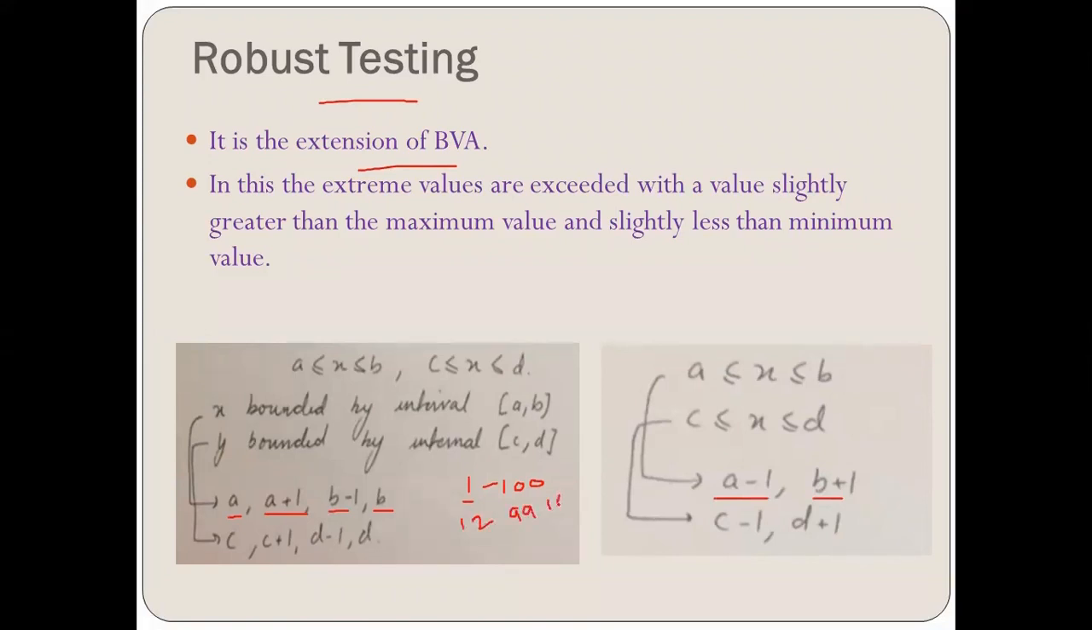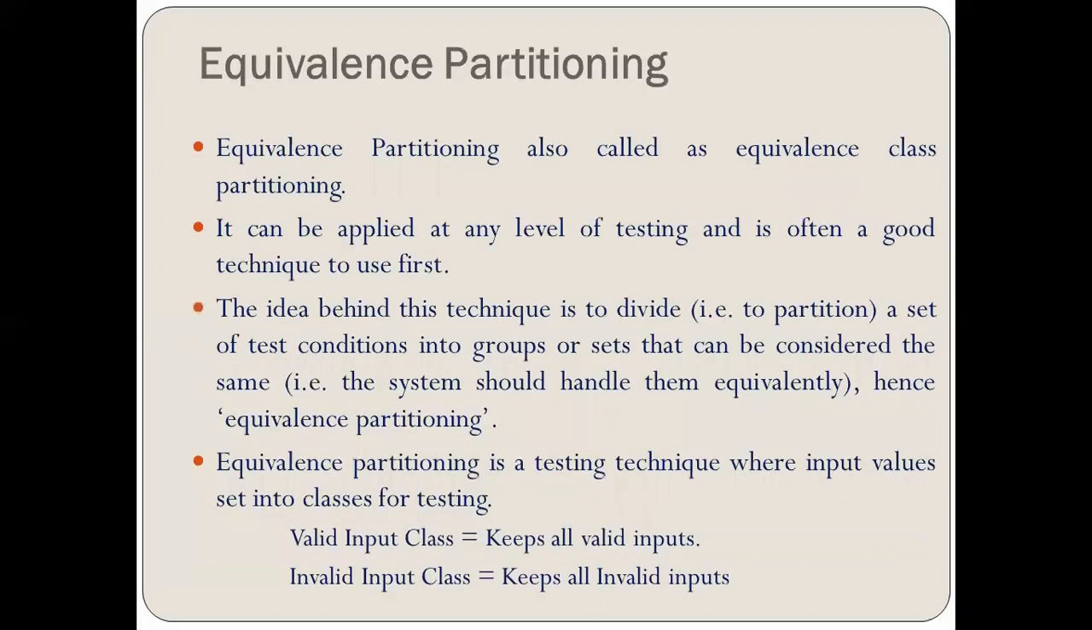But in robust testing, I am also going to check for 0 and for 101. That means exceeding the boundary values, less than 1 and greater than 100 also. So again, that will maximize the probability of uncovering the errors, right? This is called robust testing. That means we are testing in a more extended form.